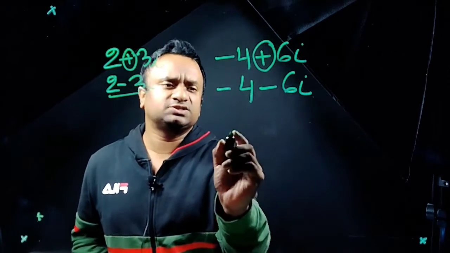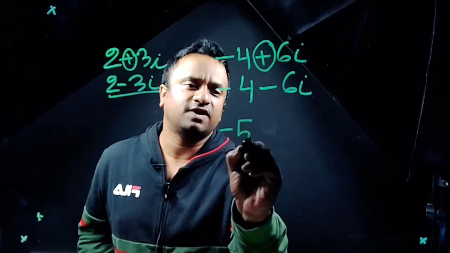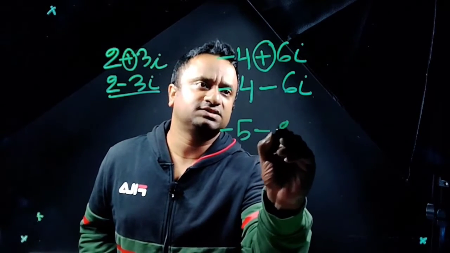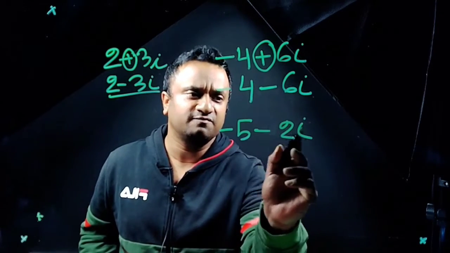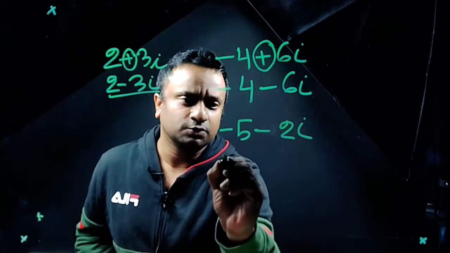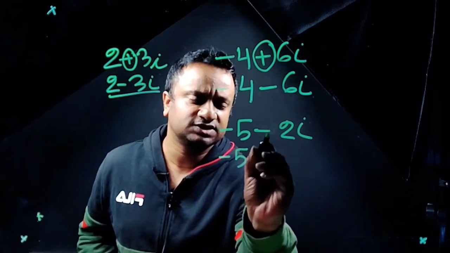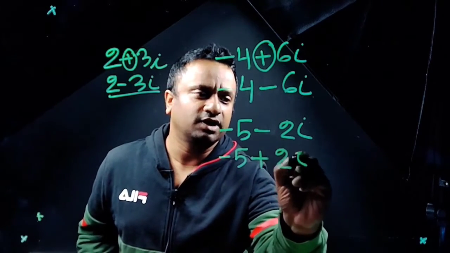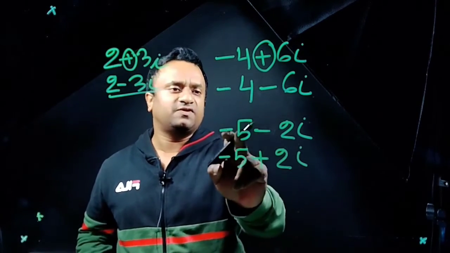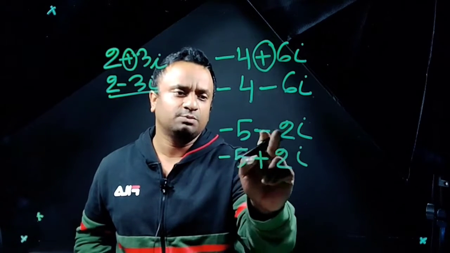Now what will be the complex conjugate of minus 5 minus 2i? We don't touch the minus 5, we just change the negative sign to a positive sign and write the i. So for minus 5 minus 2i, the complex conjugate is minus 5 plus 2i.